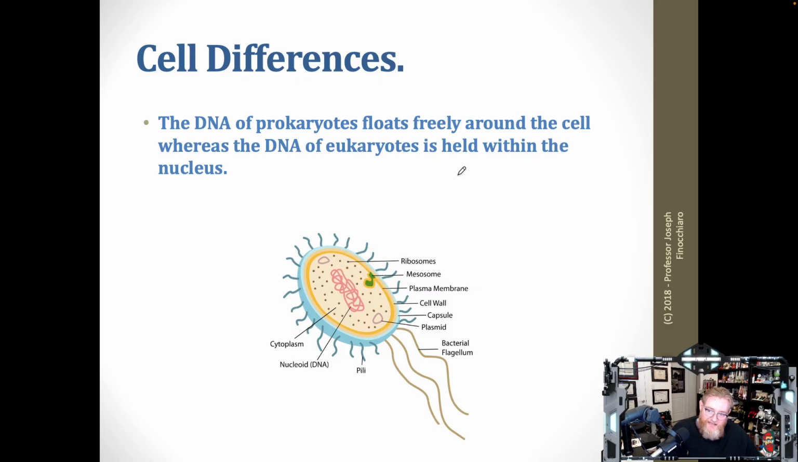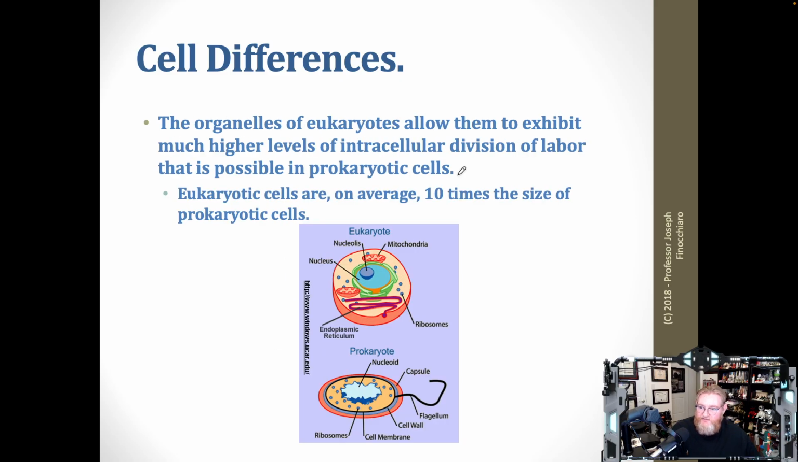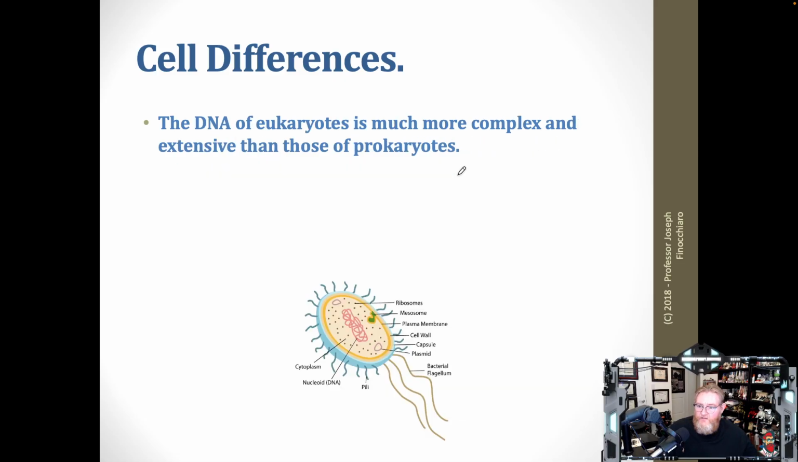Cell differences. The DNA of prokaryotes floats freely around the cell, whereas the DNA of eukaryotes is held within the nucleus. The organelles of eukaryotes allow them to exhibit much higher levels of intracellular division of labor than is possible in prokaryotic cells. Eukaryotic cells are, on average, 10 times the size of prokaryotic cells. Eukaryotes are larger. Okay? The DNA of eukaryotes is more complex and extensive than those of prokaryotes.